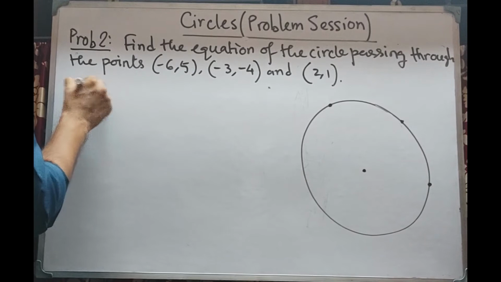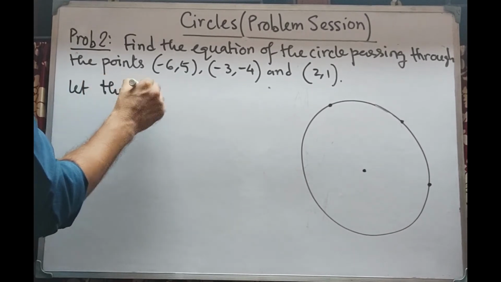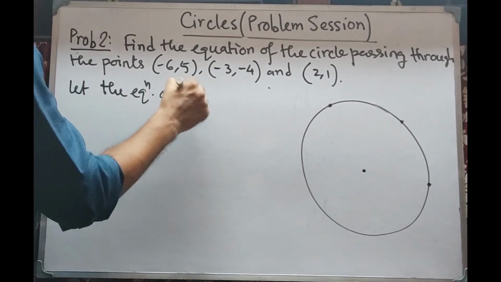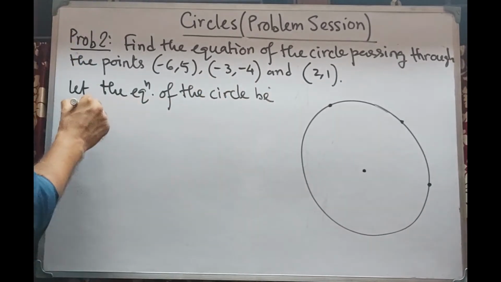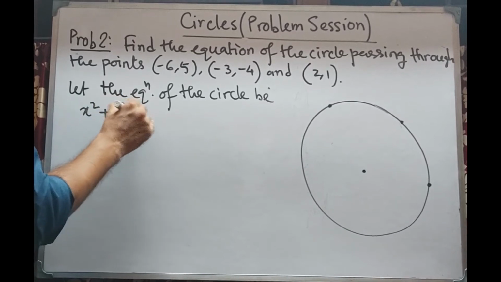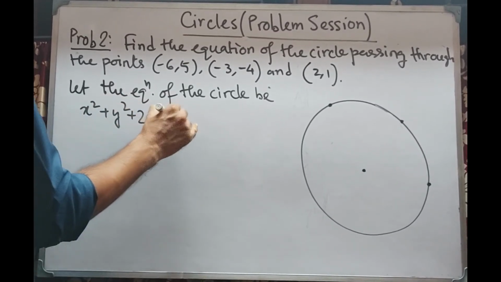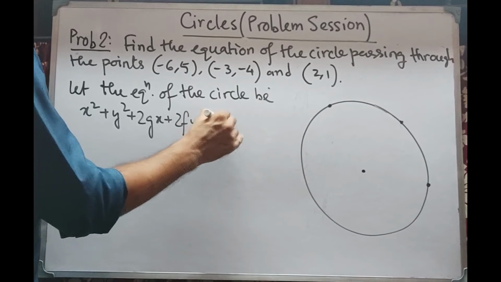So let the equation of the circle be x square plus y square plus 2gx plus 2fy plus c equal to 0.